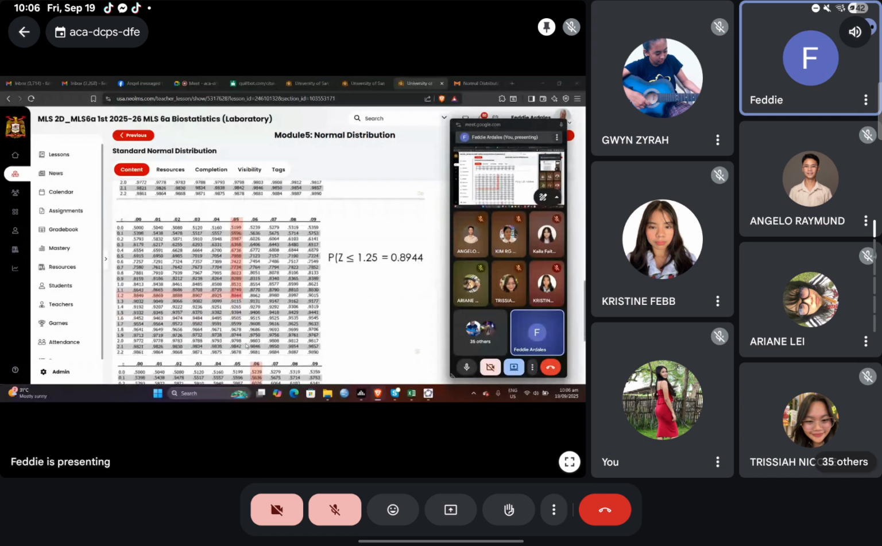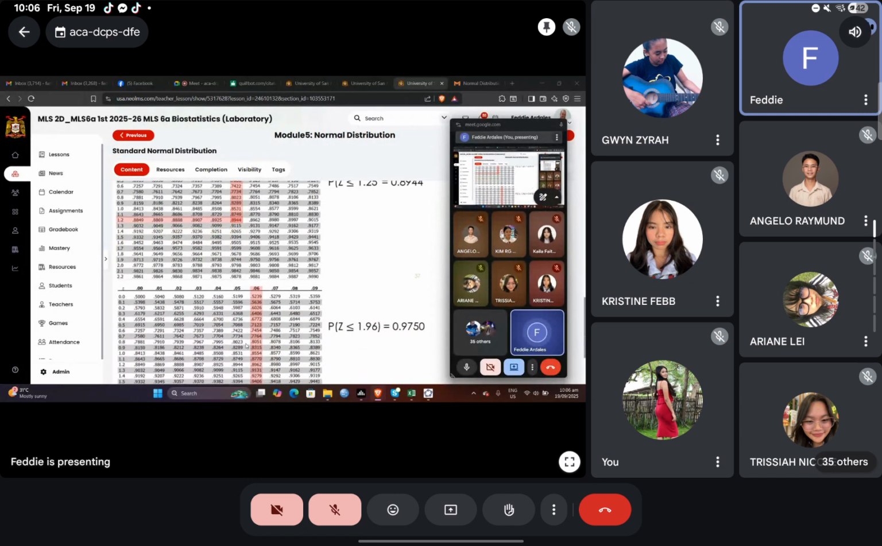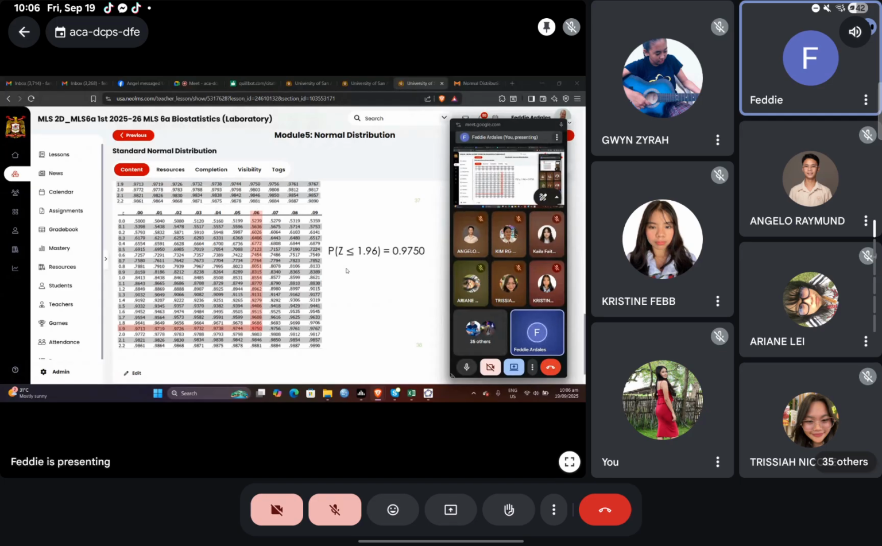For z less than 1.96, you can locate 1.9, then column 0.06, and the intersection is 0.975. So this area is 0.975.